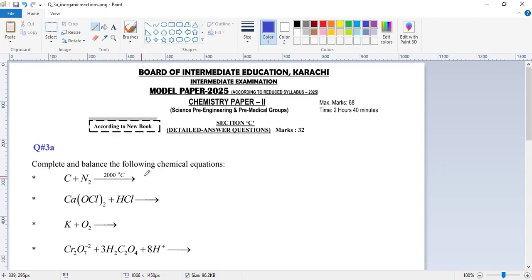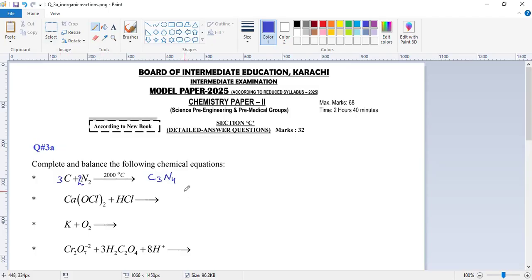So at 2000 degrees Celsius, carbon and nitrogen combine to form its respective nitride, that is C3N4. For balancing this equation, here it is 2, so 2 must be there. 2 2s are 4, and 3 carbon would be there.